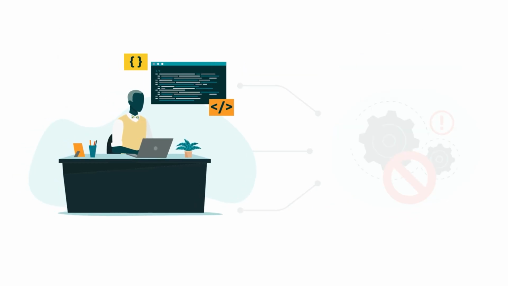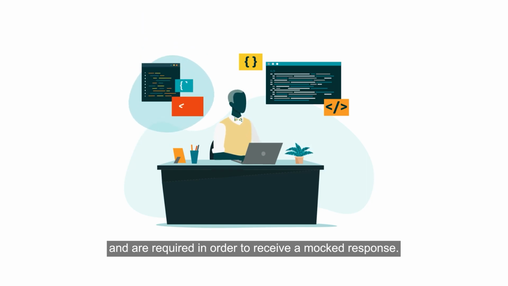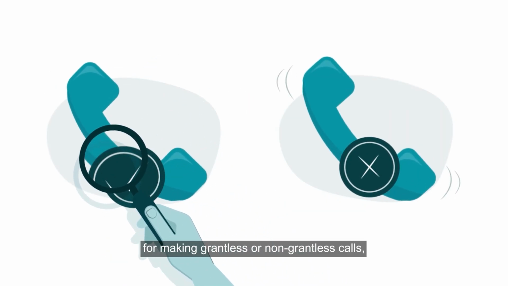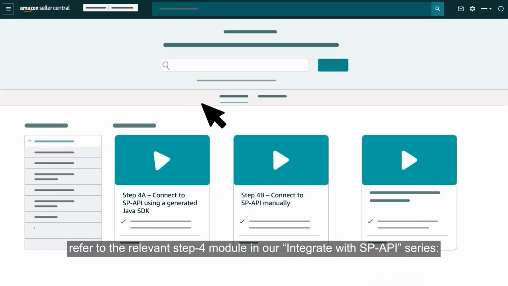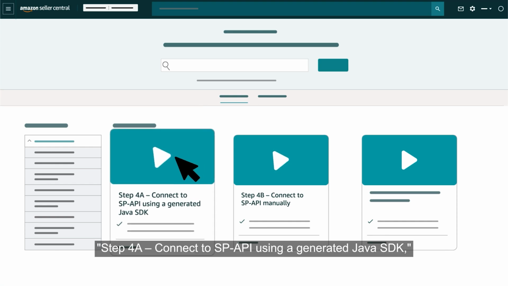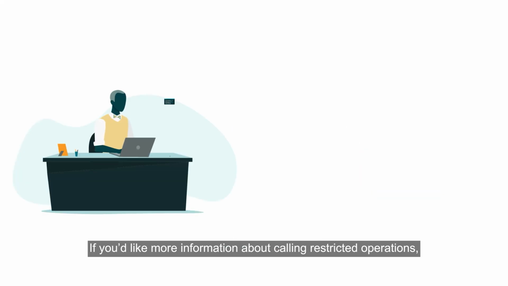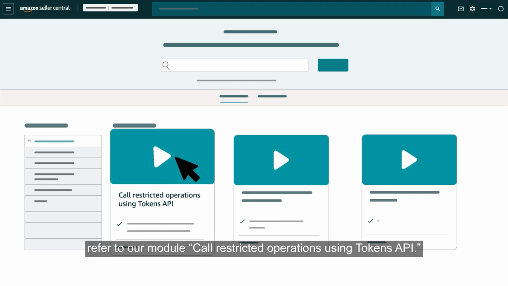non-restricted operations. All the normal requirements for each type of call remain in place and are required in order to receive a mocked response. If you'd like more information about the requirements for making grantless or non-grantless calls, refer to the relevant Step 4 module in our Integrate with SP API series: Step 4A, connect to SP API using a generated Java SDK, or Step 4B, connect to SP API manually. If you'd like more information about calling restricted operations, refer to our module, Call Restricted Operations Using Tokens API.